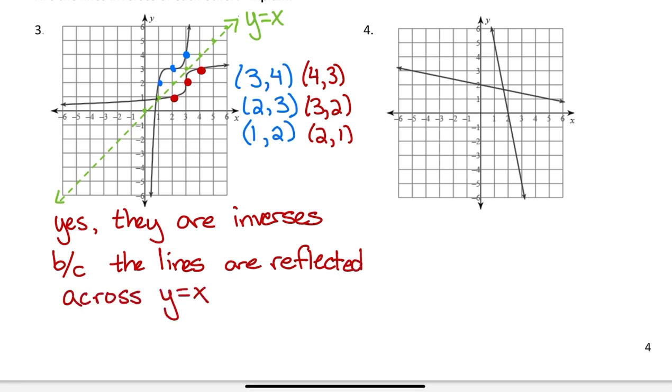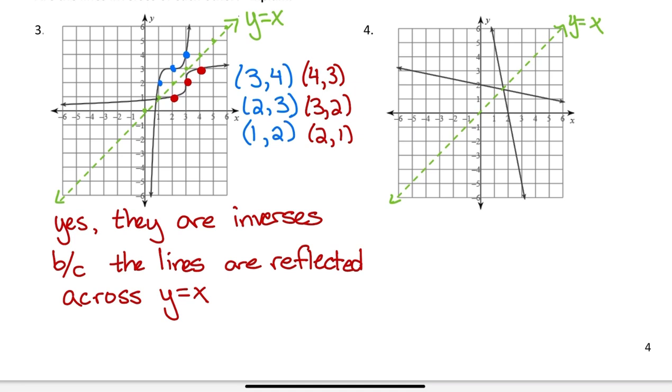Let's take a look at the next one. We'll first draw in our y equals x line, going through (1, 1), (2, 2), (3, 3), and so on. Again, it happens to be a square. That's why it goes through the diagonal. They will not always be squares. And if we just look at a quick glance, it does look like they are reflected, but we do have to show that. So we're going to identify 3 to 4 points.